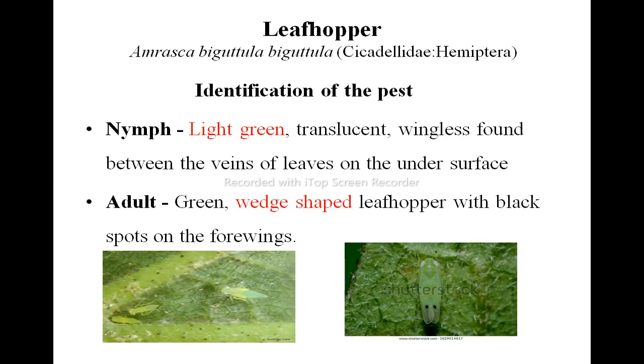The second insect of the whitefly is leafhopper. Its scientific name is Amrasca biguttula. Its family is Cicadellidae and order is Hemiptera. How can we identify this insect on the cotton?